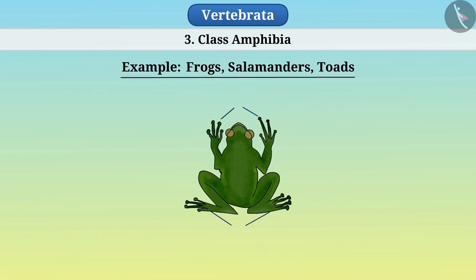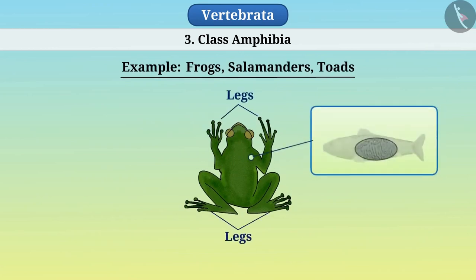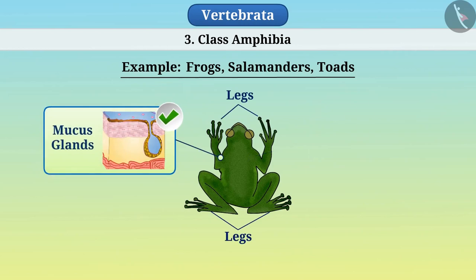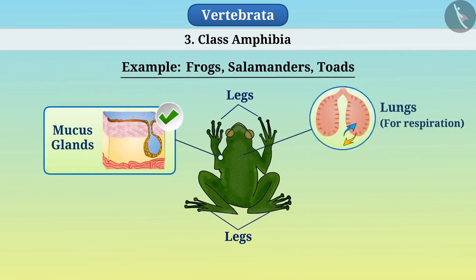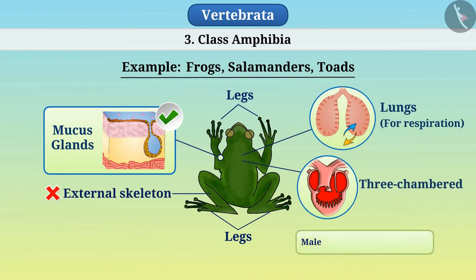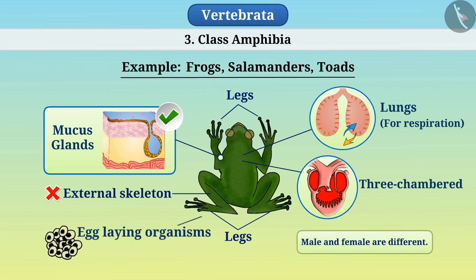They have two pairs of legs. They do not have fish-like scales on their skin, but mucus glands are found on their skin. They contain gills or lungs for respiration, and their heart is three-chambered. They lack an external skeleton. Male and female are different in them. They are egg-laying organisms, that is, oviparous.